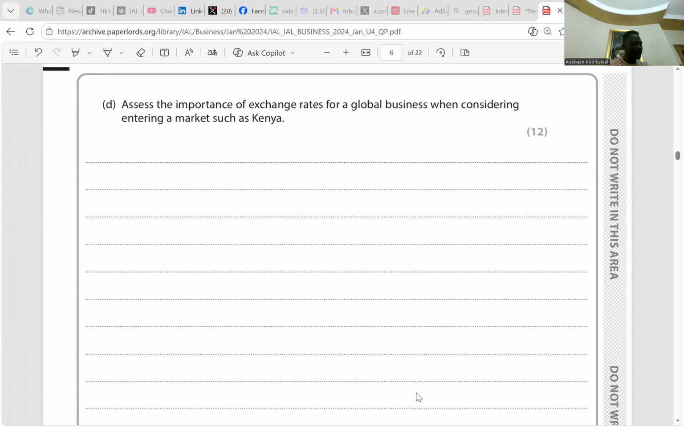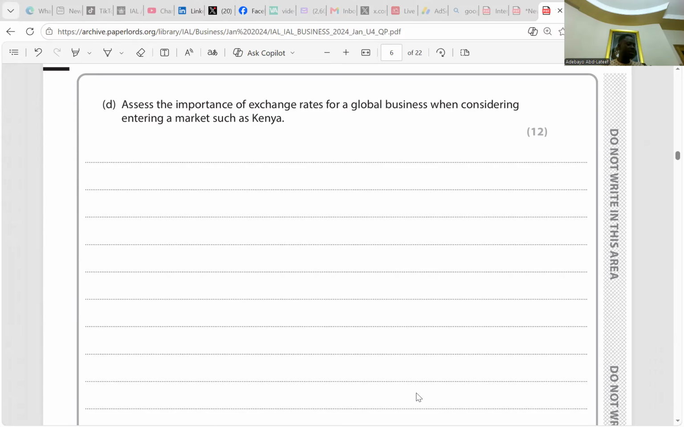You do stuff. Learn. Question 1D, they said, assess the importance of exchange rates for a global business when considering entering a market such as Kenya. Exchange rate is the price of a country's currency relative to other countries' currency. That is exchange rate. So changes in exchange rate can impact a business when entering a market in another country. So there are changes in exchange rate, which can be appreciation or depreciation. You have to talk about both of them.